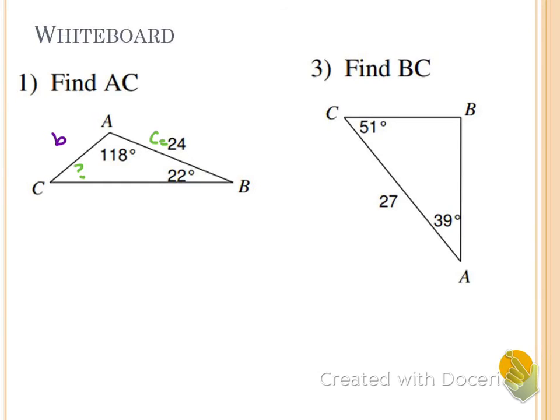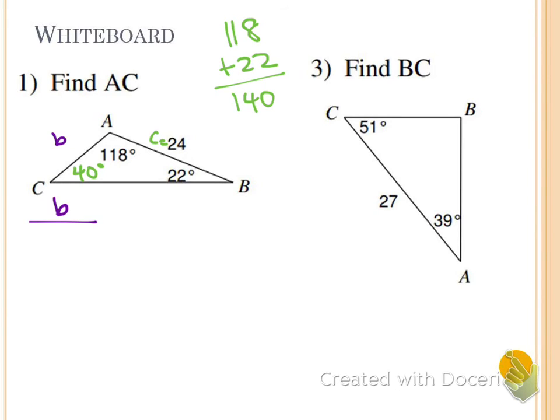Angle C, I don't know yet, but I can find because I know two angles. I know 118 and 22. I can add them and subtract them from 180. So add them, subtract them from 180, we get 40, because this makes 140, subtract that from 180, we get 40. So our known pair are the C's. We're going to find B.